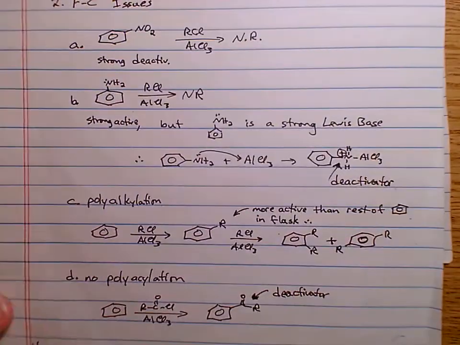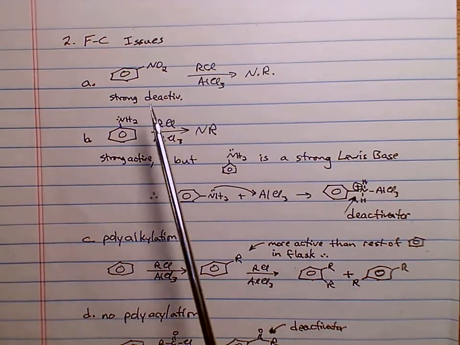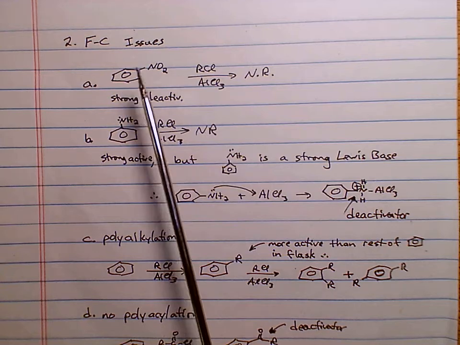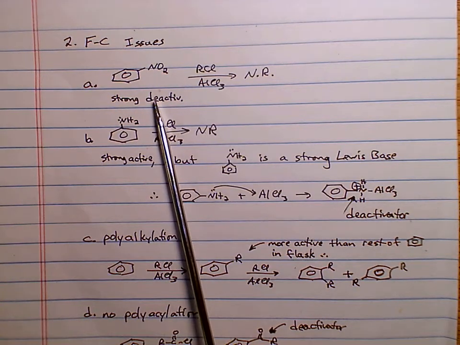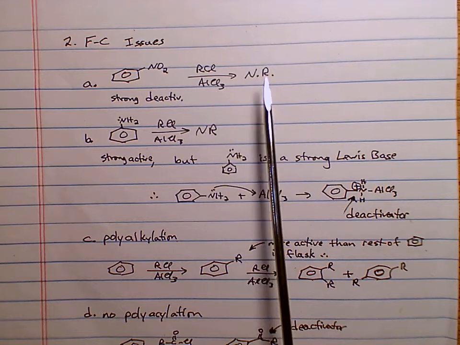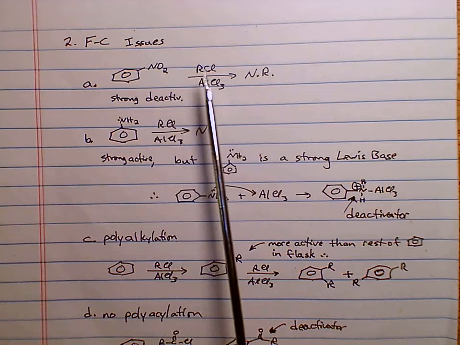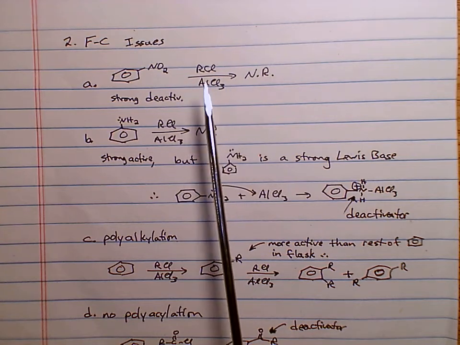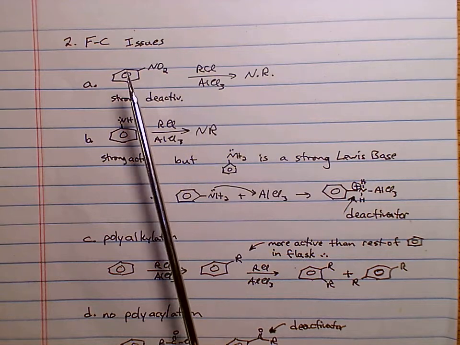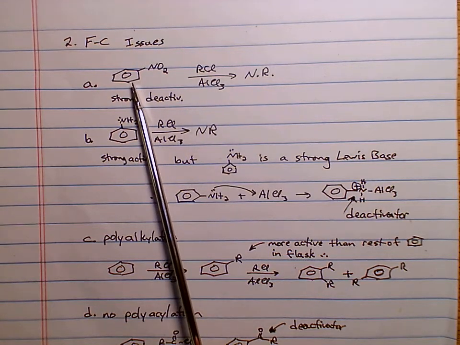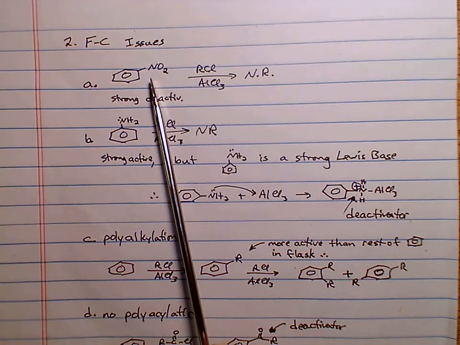Other things we have to worry about with Friedel-Crafts. If you have here nitrobenzene, we know the nitro group is a very strong deactivator. If we tried to run a Friedel-Crafts reaction, we'd get no reaction, because it turns out the electrophile you make with Friedel-Crafts is just not a good enough electrophile to attract the pi electron density of this benzene ring when you have such a strong deactivating nitro group on there.